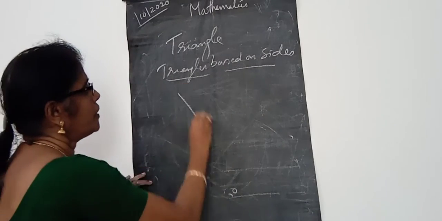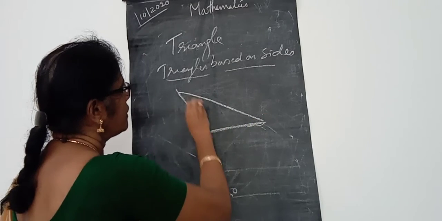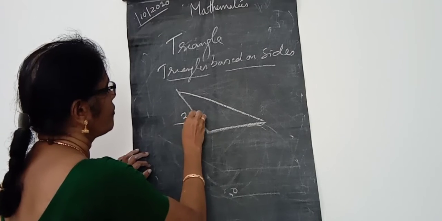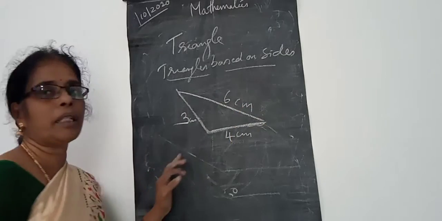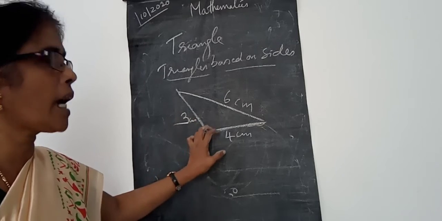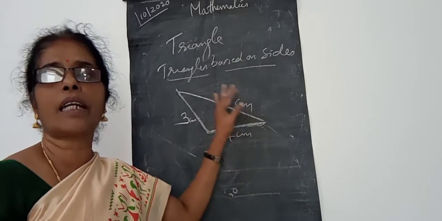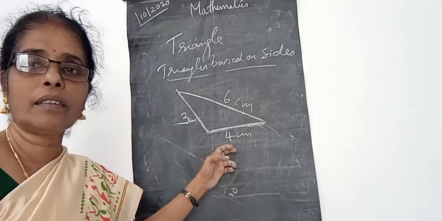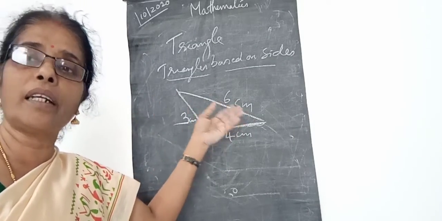Yes, look here. This one is a triangle. In this triangle, this side is 3 centimeters, and this one is 4 centimeters, and this one is 6 centimeters. Look here, the sides of the triangle. One side is 3 centimeters, next 4 centimeters, and this side is 6 centimeters. So all sides are different, isn't it? Because one is 3, and the next one is 6 centimeters. So all sides are different, not equal.